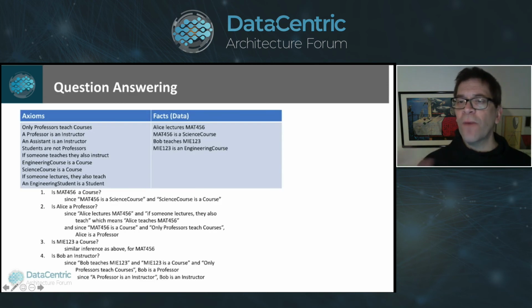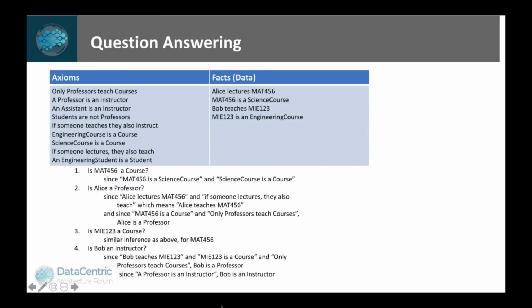And over on the right-hand side, you can see different facts, right? Alice lectures Math 456, which is a science course. Bob teaches MIE 123, which is an engineering course. And there's a set of questions you can see at the bottom of this slide.